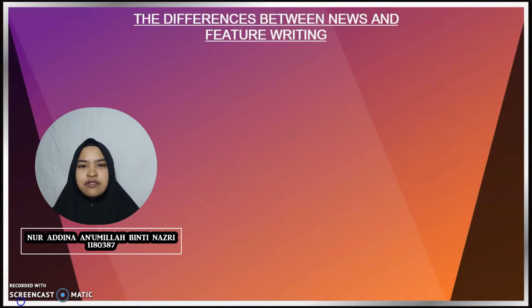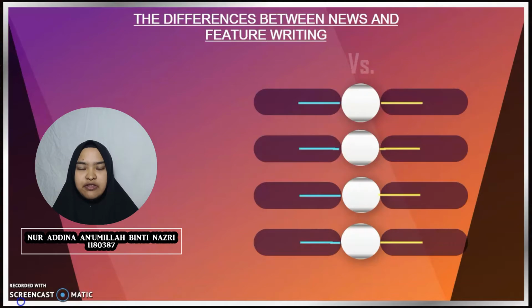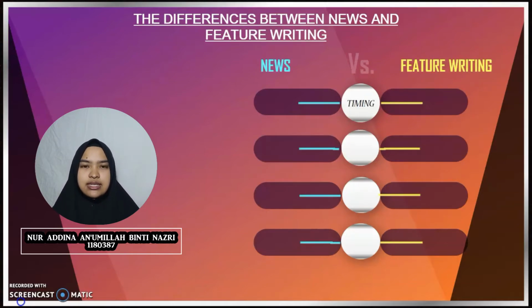We can see the differences between news and feature writing in terms of timing, style, format, and the role that they hold. Firstly, in terms of timing, this is the major difference between a news story and a feature story. A news story is time sensitive as its aim is to publish news stories and convey information as quickly as possible after an event occurs. Therefore, news stories are quite short and direct.